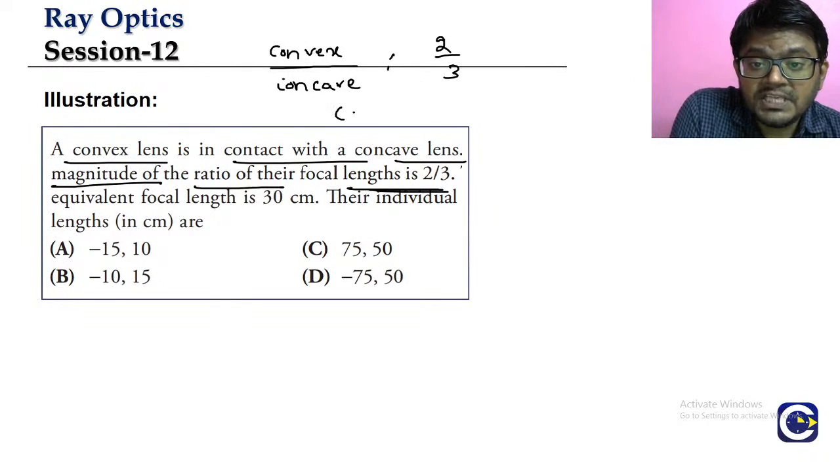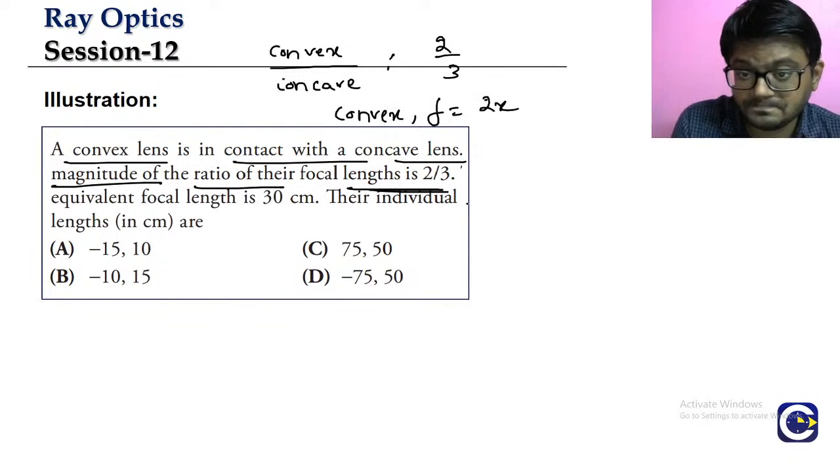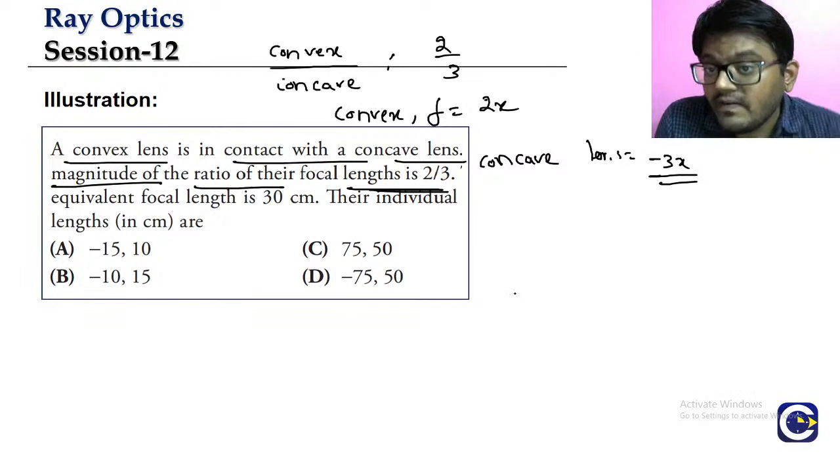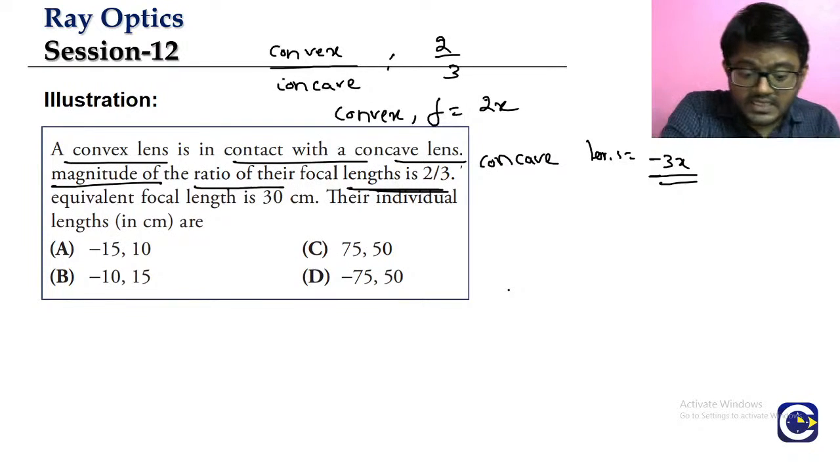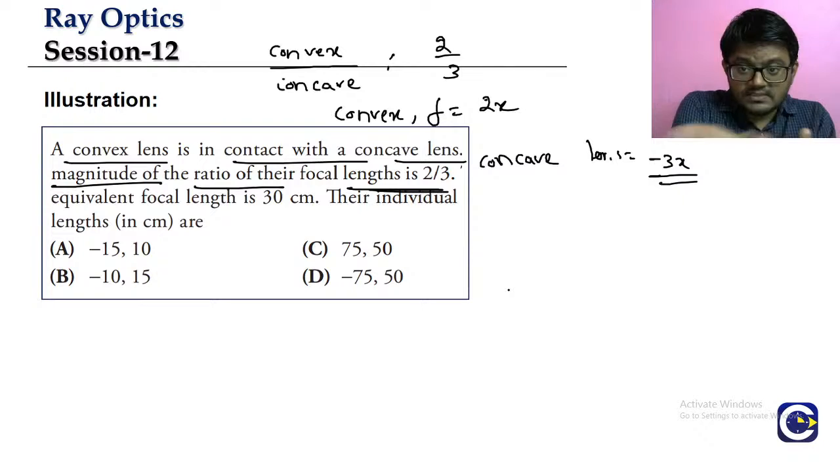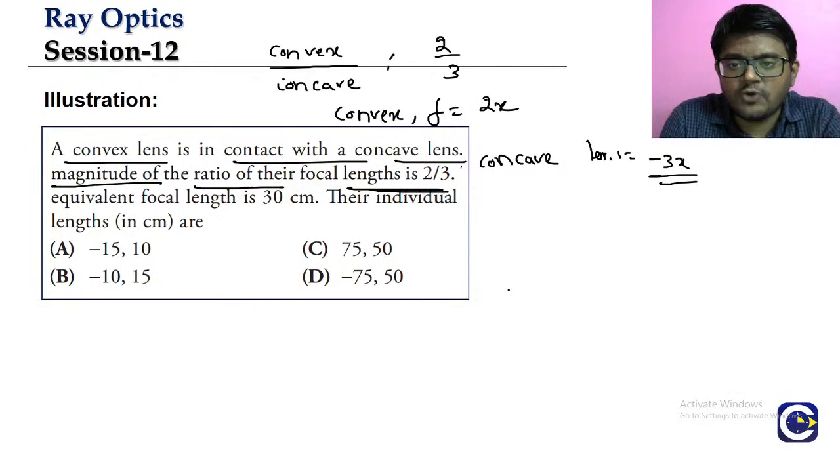Observe this carefully. I'll say the convex lens focal length is equal to 2x. The concave lens focal length is equal to minus 3x. Can I say that? Where x is a variable. Because they are telling me the magnitudes of the focal lengths are in the ratio 2:3, one convex is 2 parts, concave is 3 parts, right? So I am introducing a variable. For the convex lens, let us say the focal length is 2x. The concave lens will be minus 3x, because it will be negative.